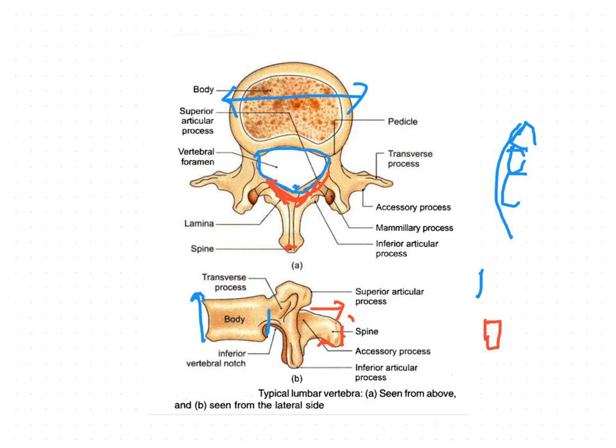Now coming to the transverse processes. This is the transverse process. The transverse processes are thin and tapering, directed laterally and slightly backward. That means somewhat flattened. Tapering, and directed laterally and slightly backwards.